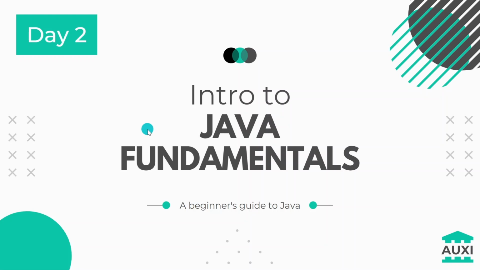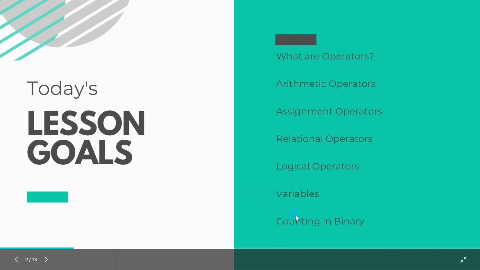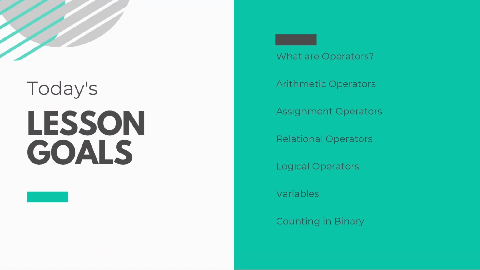Alright. So today's lesson will be a bit more theory-based, so while we won't be getting into any programming today, we are going to be learning a lot about what goes on inside our computer when we code. To start it off, we're going to be learning about operators. We have arithmetic operators, assignment operators, relational operators, and logical operators. Then we'll talk about variables, and at the end we'll do a little activity where we try counting in binary, just to understand a little more about how the computer thinks. So without further ado, let's get started.